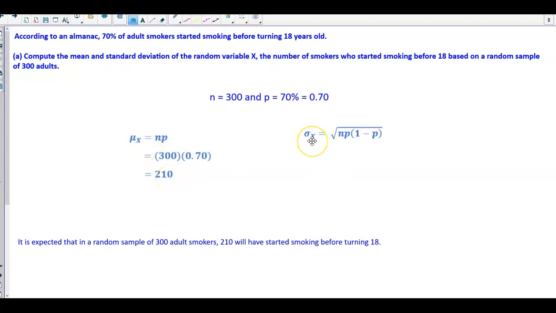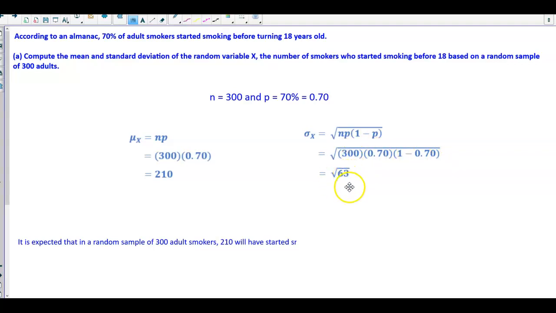Now, to find the standard deviation, we're going to take the square root of n times p times parentheses 1 minus p. So what we have is the following. We know it's the square root of n being 300. We know the value of p is 0.70 times 1 minus p, which is 1 minus 0.70. When we multiply all that together, 300 times 0.70, 1 minus 0.70 is 0.30. We multiply it together, we get 63.